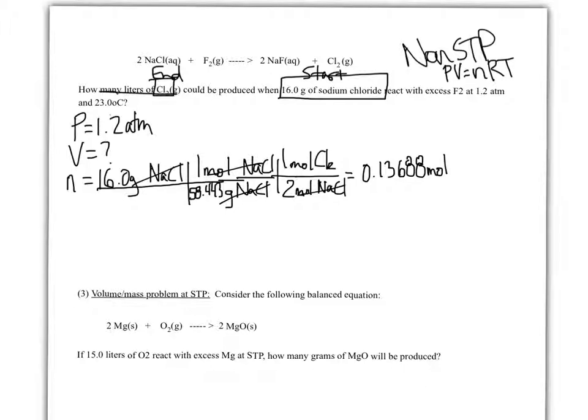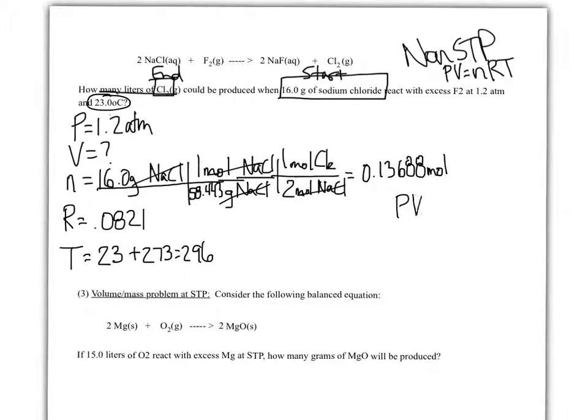So I got my P, I got my N. My R do I have? Yes, it's a constant. And then what's my T? 23, because that's right here, plus 273, which is 296. So now I plug it in.